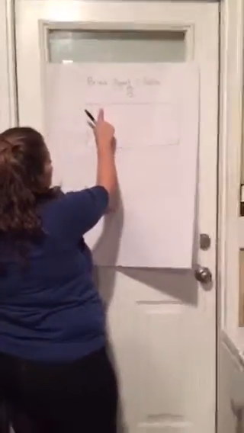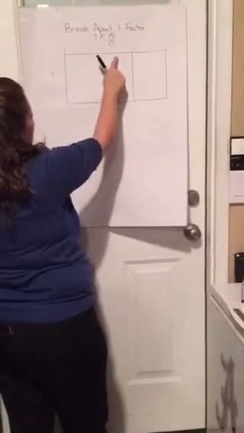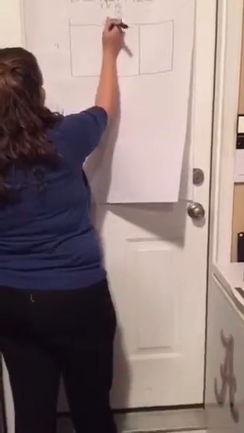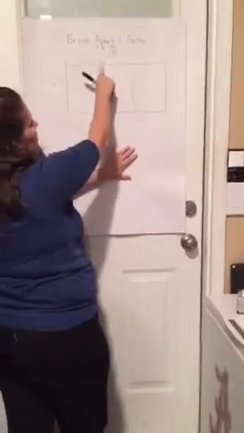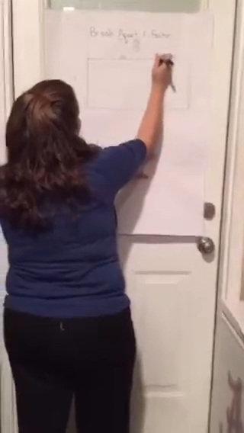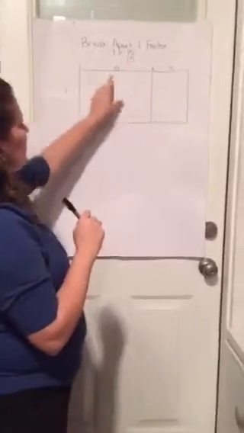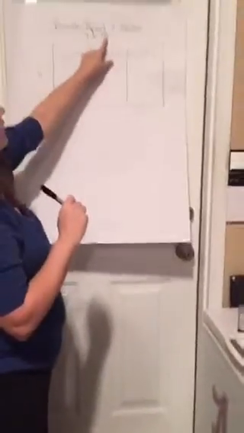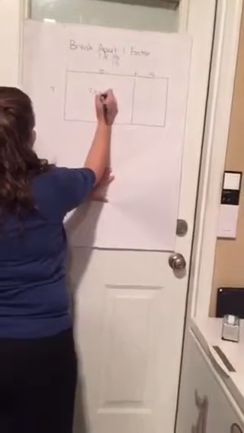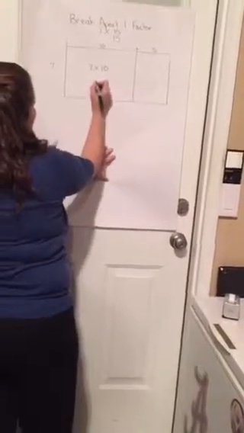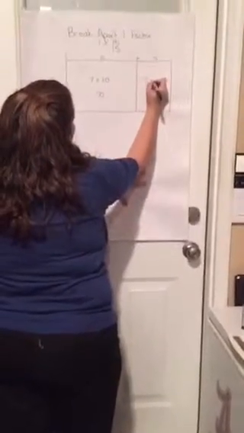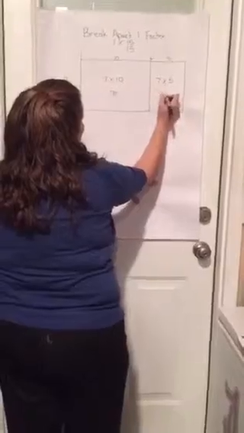I have 1, 2, 3, 4, 5, 6, 7, 8, 9, 10 columns. So now I'm breaking apart the 15. I have 10. So to make 15, I should have 1, 2, 3, 4, 5 columns. So I've broken apart the 15: 10 plus 5 gives me 15, and I kept the 7. So this smaller area model now represents 7 times 10, which is 70. And this model now represents 7 times 5, which is 35.